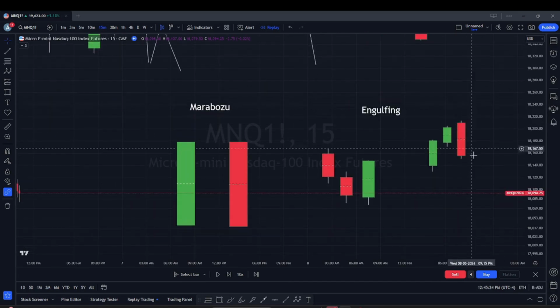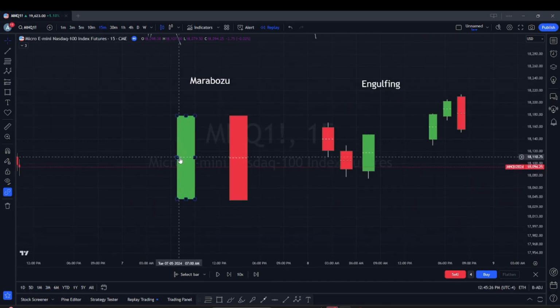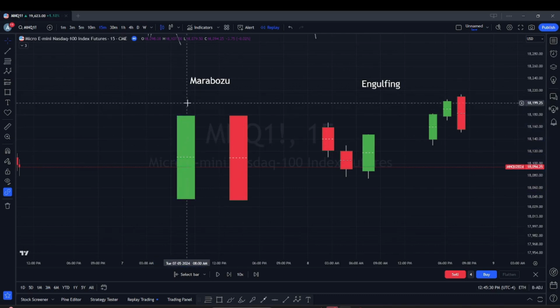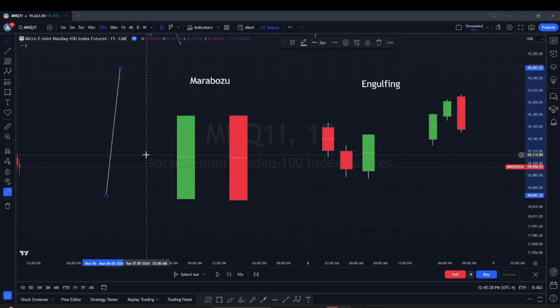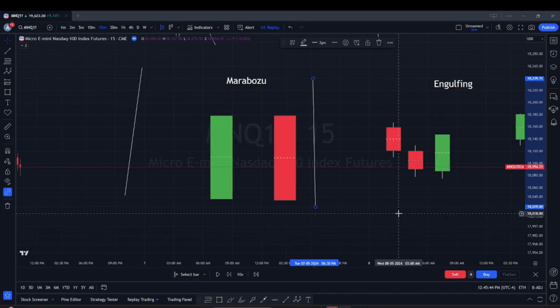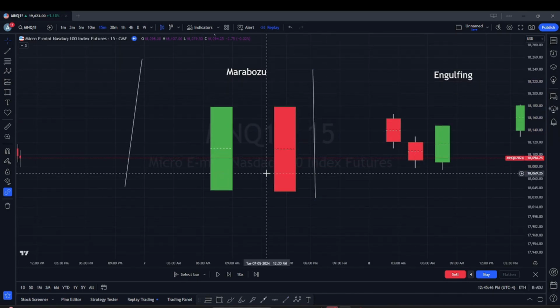Moving right along. Marubozu candles, simple. They have no top wick, no bottom wick. That means that price moved in one direction. Price literally went like this, or price went like this. That's a strong candle, bullish or bearish type candle.